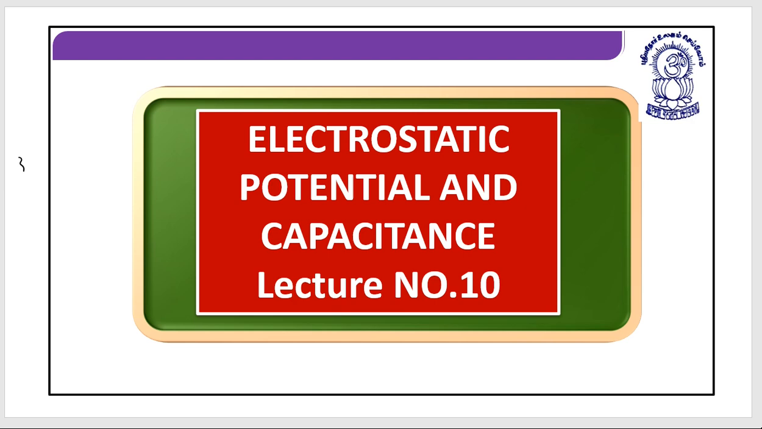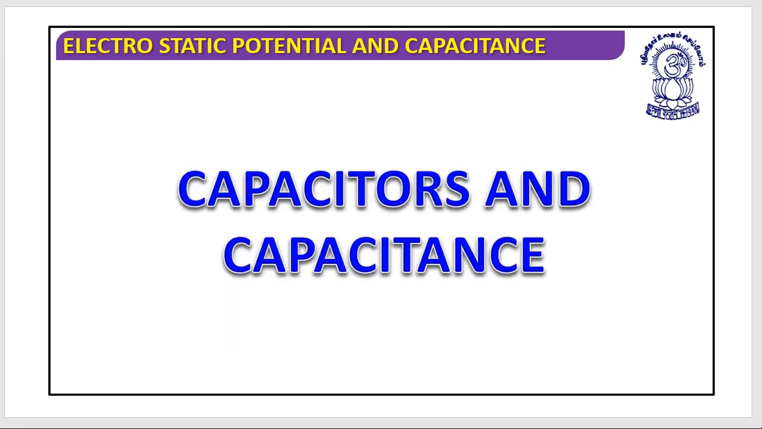This is lecture number 10 of the unit Electrostatic Potential and Capacitance. So let's begin with today's class. Basically, what we know is this unit has been divided into two segments. The first segment is the electrostatic potential and the second segment is capacitance. We are done with the potential, we have done everything about the potential, and today we are going to start with capacitors and capacitance.